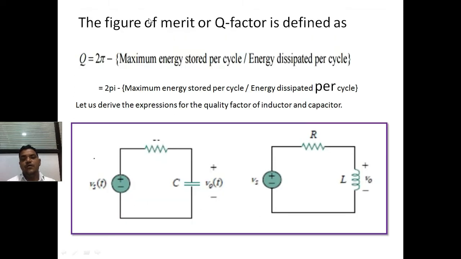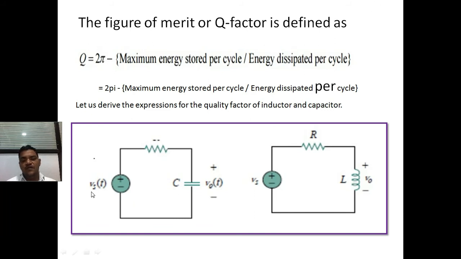So the figure of merit or quality factor is defined as Q equal to 2 pi times the maximum energy stored per cycle to the energy dissipated per cycle. This quality factor is defined as 2 pi times the maximum energy stored in that element to how much energy is dissipated per cycle, and that is measured as the quality factor. So let us derive the expression for the quality factor of the inductor and capacitor C.